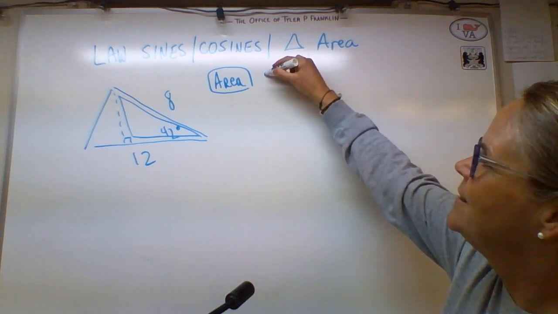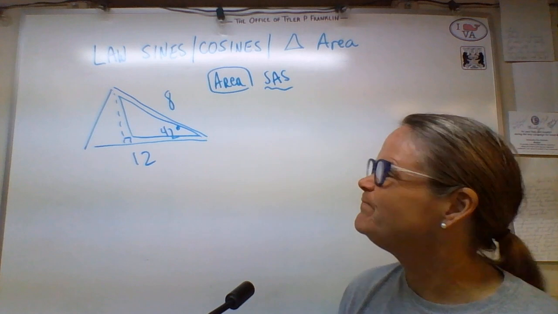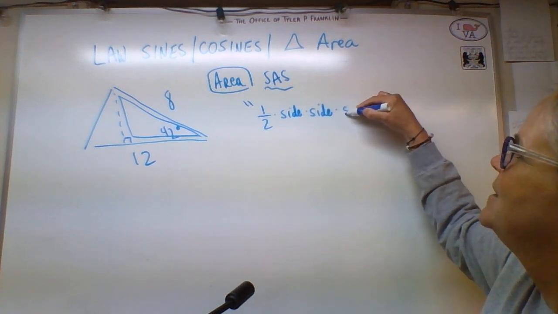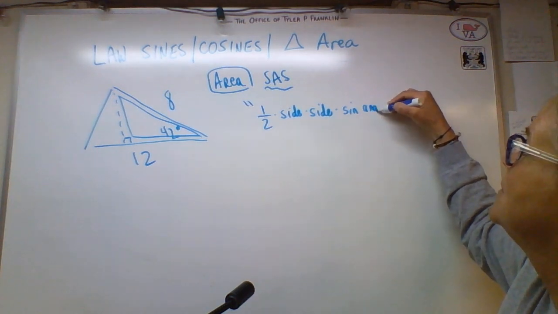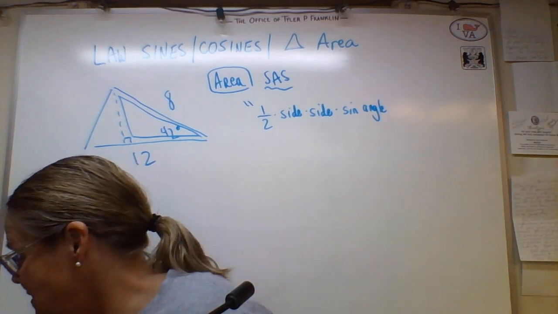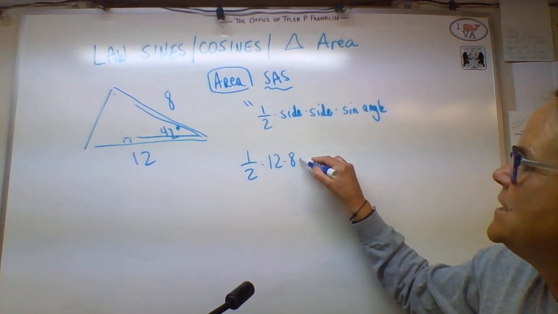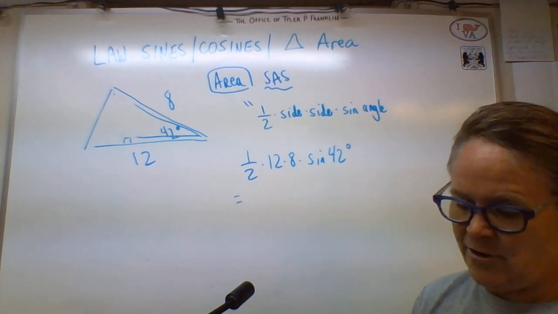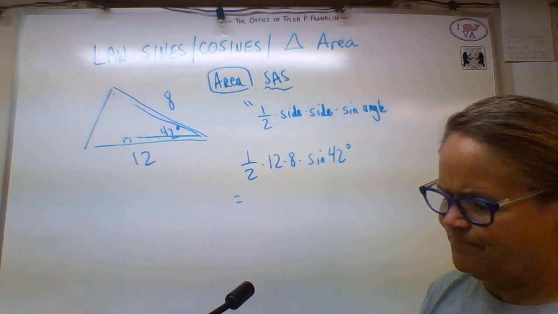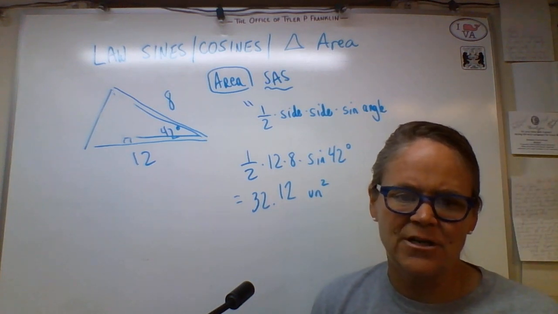So if you're given really side angle side, which means you have two sides and an angle between, to find the area, you do 1/2 the side times the side times the sine of the angle. So really what that means is if I solve that problem without any of this stuff, how do I find the area of that triangle? I do 1/2 times 12 times 8 times the sine of 42 degrees. The area of that would be 32.12 square units, feet, inches, whatever it would be.